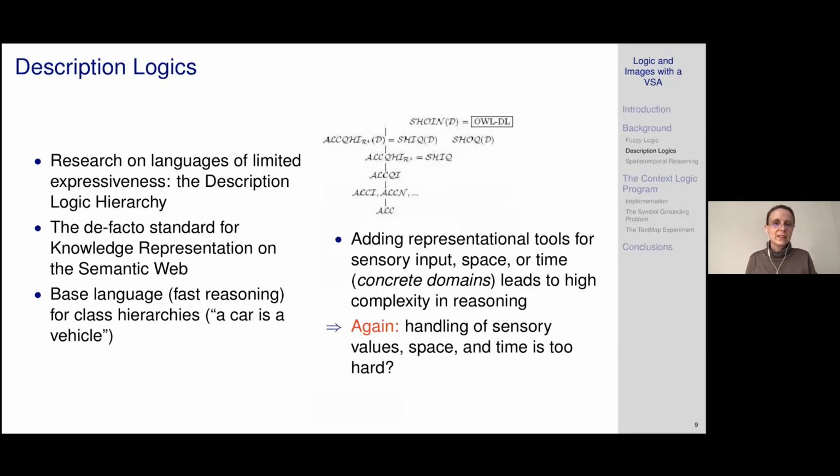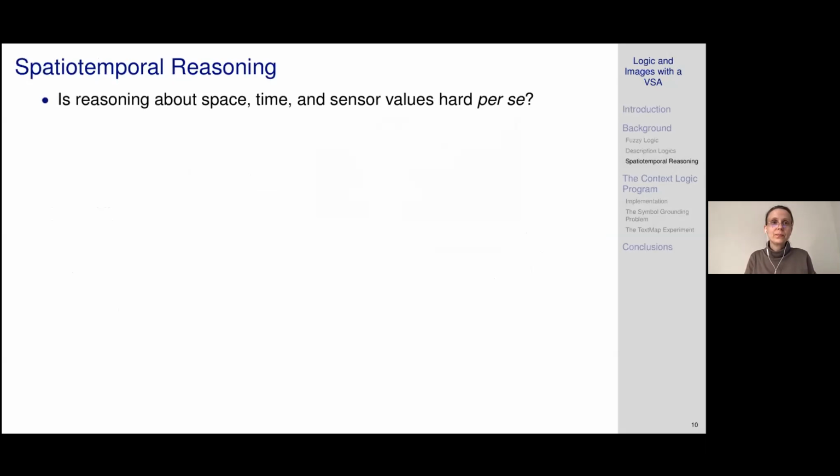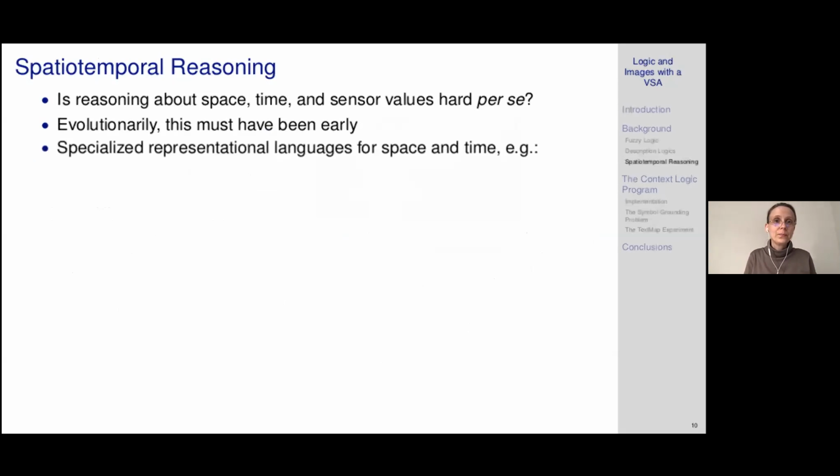Now we're adding sensory values, and again we have a similar result as with fuzzy logic. It gets complicated. So is there something wrong with sensory values, space, time, and so on? Is this hard per se? And evolutionarily, we can say this must have been quite early, because it's important for survival to handle space, time, and sensor values well.